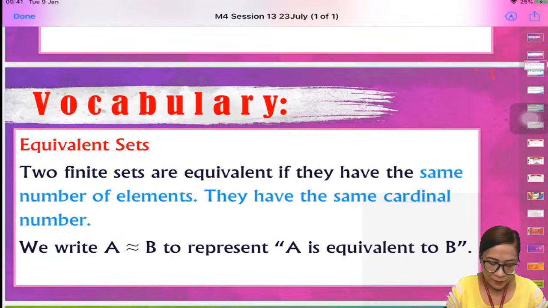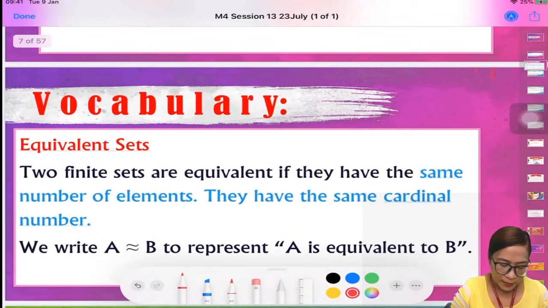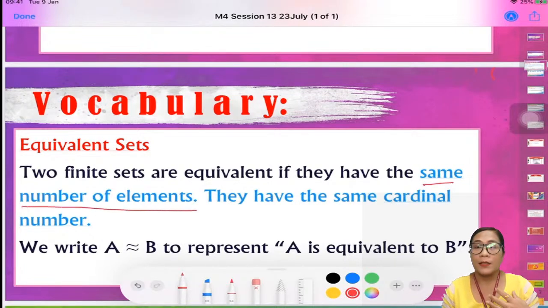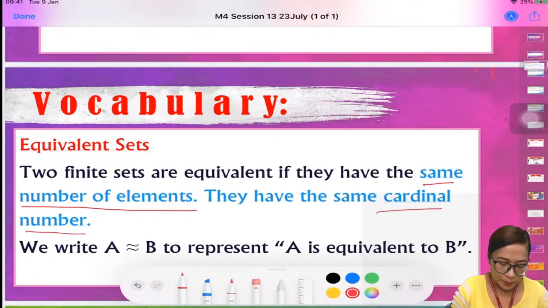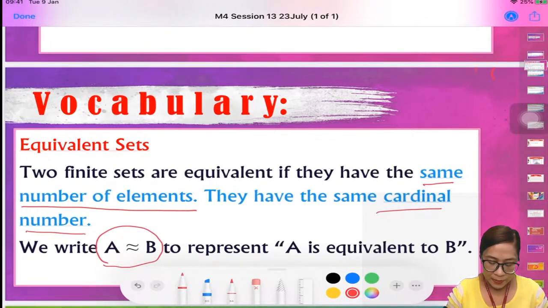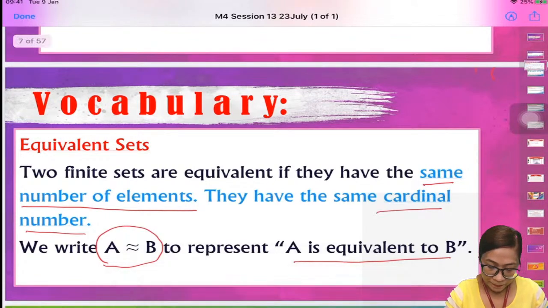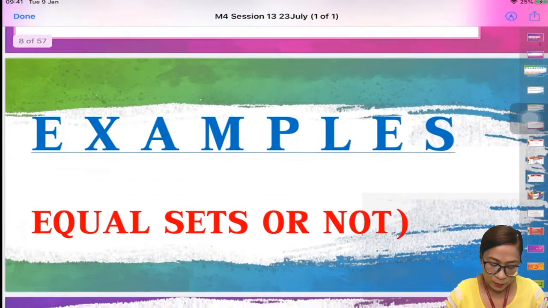Okay. So for equivalent sets, what are equivalent sets? Two finite sets are equivalent if they have the same number of elements. So if the sets have the same number of elements, meaning they have the same cardinal number. We write A is equivalent to B to represent that A is equivalent to B.